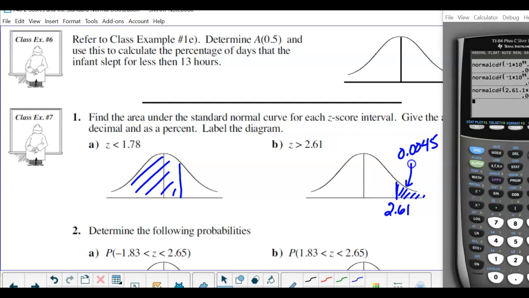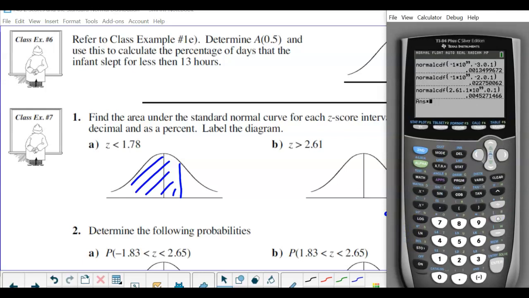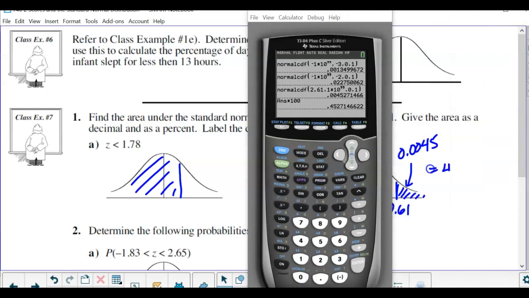Now, it says as a decimal and as a percent. So multiply that by 100 in your calculator. 0.45, you can get a little bit more accurate. Two decimal places.